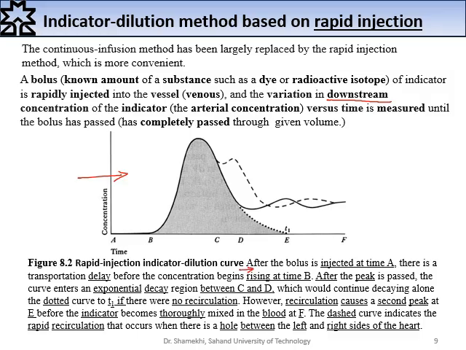After the bolus is injected at time A, there is a transportation delay before the concentration begins rising at time B. After the peak is passed, here is the peak, the curve enters an exponential decay region between C and D, which would continue to decay along the dotted curve to T1 if there is no recirculation.